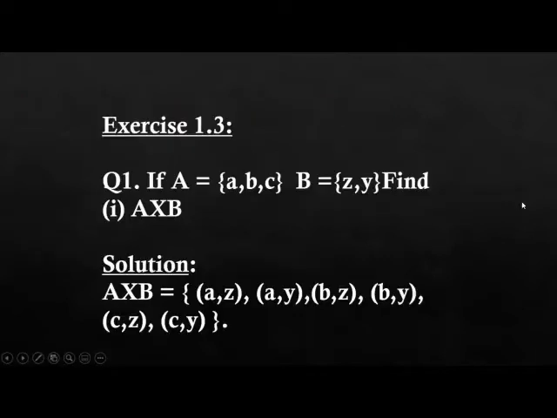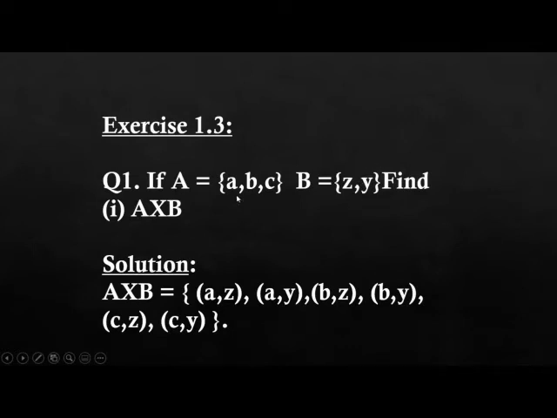For example, if there is a question which says that set A is equal to {a, b, c} and set B is equal to {z, y}, what we have to do is find A cross B. How can we find A cross B? We have to pile up all the ordered pairs which can be made through these sets. I told you that in an ordered pair, the first element belongs to the first set and the second element belongs to the second set.